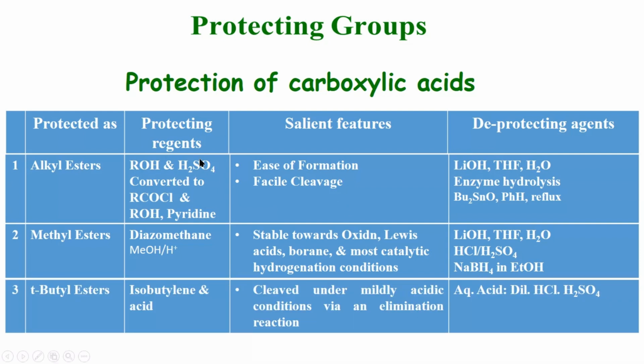Tertiary butyl esters can be prepared by using the protecting reagent like isobutylene and acid. These tertiary butyl esters can be cleaved under mildly acidic conditions via an elimination reaction. The other alkyl and methyl esters are stable to acidic conditions, but here they are stable to basic conditions. That's why we are using aqueous acids like dilute HCl and H2SO4 for the deprotection purpose.